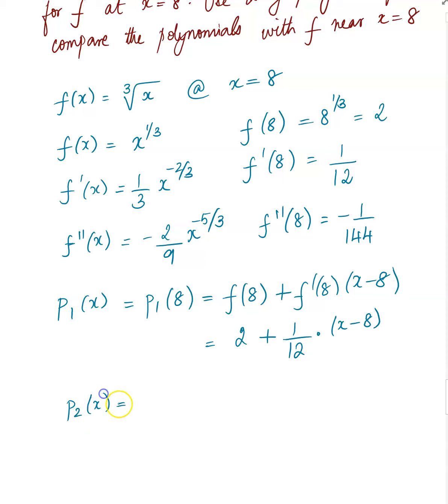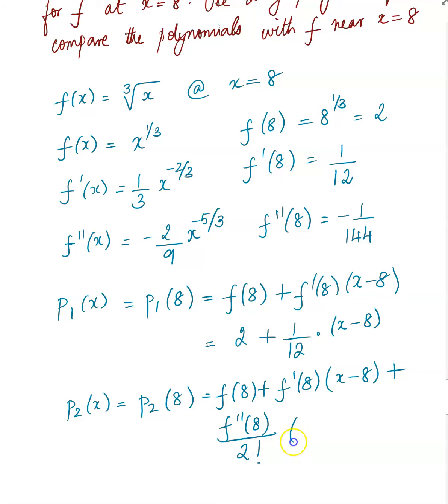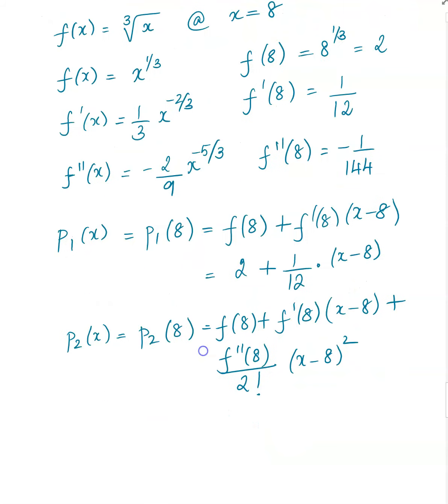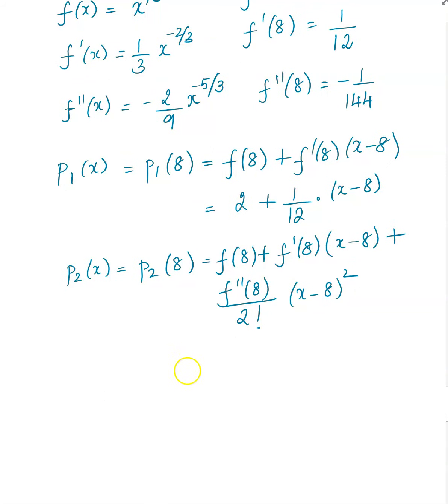And P2 of x is f of 8 plus f prime of 8 times x minus 8 plus f double prime of 8 over 2 factorial times x minus 8 squared. It's 2 plus x minus 8 over 12 from P1, minus, so negative 1 over 144 times 2, which will be 1 over 288, times x minus 8 squared.